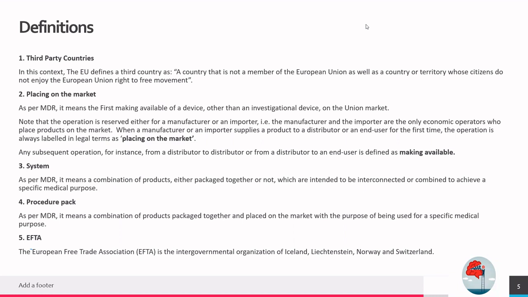Okay, next, I believe ma'am will cover, fine. Next is an example of system and procedure packs.